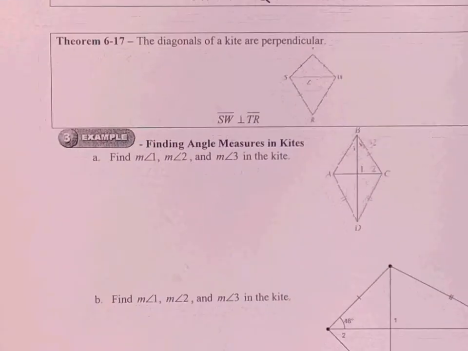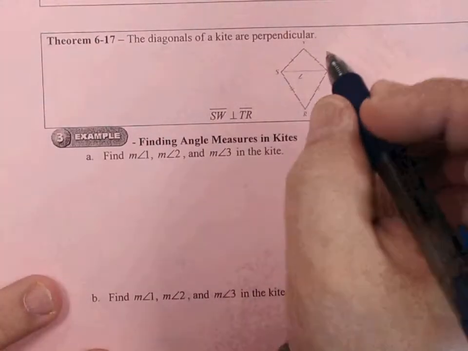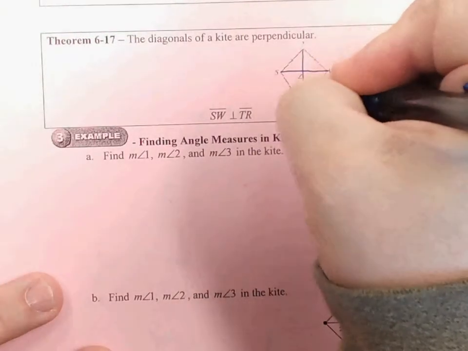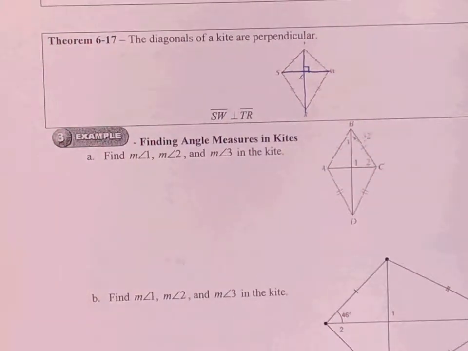And now on to kites. Kites, just like rhombuses, the diagonals are perpendicular also. So this diagonal and this diagonal form a 90-degree angle. So let's try to use that information to find some angle measures.